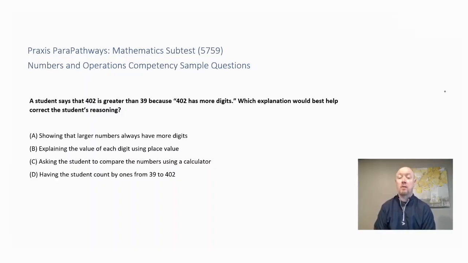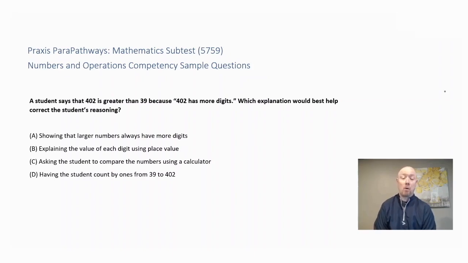A student says that 402 is greater than 39 because 402 has more digits. Which explanation would best help correct the student's reasoning? Is it A, showing that larger numbers always have more digits? B, explaining the value of each digit using place value? C, asking the student to compare the numbers using a calculator? Or D, having the student count by ones from 39 to 402?